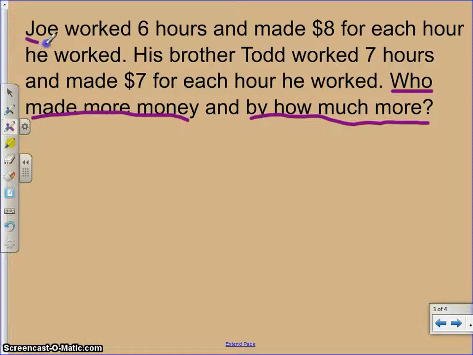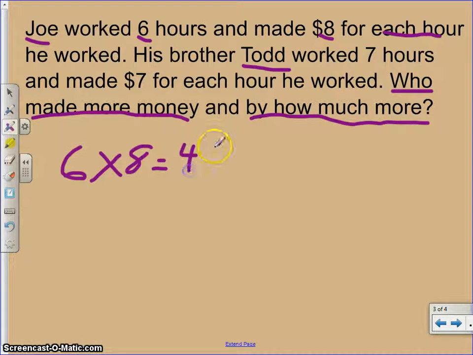First, I need to know how much Joe made. Then I need to know how much Todd made to figure out who made more and by how much. If Joe works 6 hours and for each hour he makes 8, then I want to do 6 times 8, and that's going to give me $48. So Joe makes $48, and I'm going to put a little J for Joe.